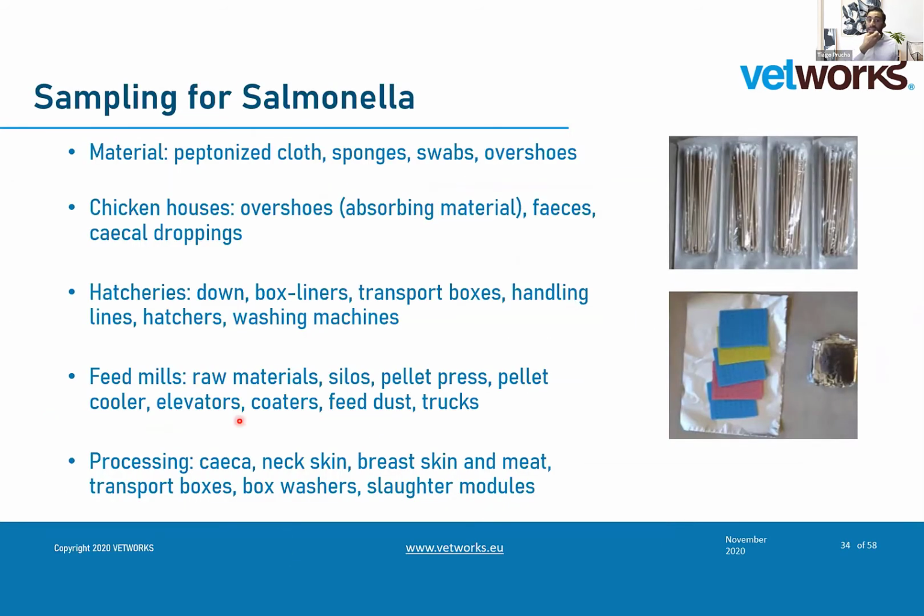Okay, I covered that. So, types of sampling material that we can use. Peptonized cloths. We can also humidify these cloths with peptonized water, the same one that I mentioned for the culture of Salmonella. Sponges, swabs, overshoes on the chicken house. Important is that you don't have impermeable overshoes, so use a material that allows you to absorb feces, otherwise it's not effective. Feces, cecal droppings as well. We saw yesterday that Salmonella grows a lot in the ceca, so when we are sampling it is important to catch cecal droppings.